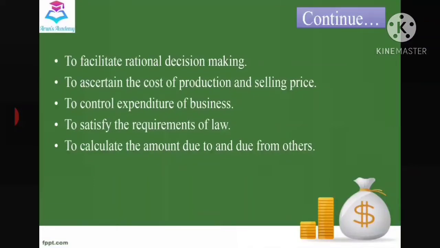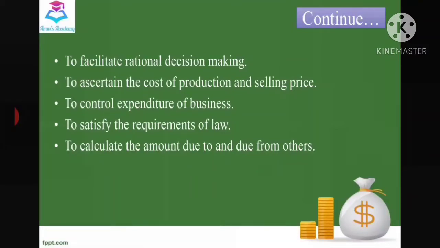Next, to control expenditure of the business. We are making day-to-day or daily accounting transactions. With the help of these, we can control the expenses, the expenditure of the business: where we are making more expenses, where we are making less expenses, where we are spending a lot of money. So what is the cost of production, what is the selling price, like that. With this information, we can control the expenditure of the business. So it is also another objective of accounting.